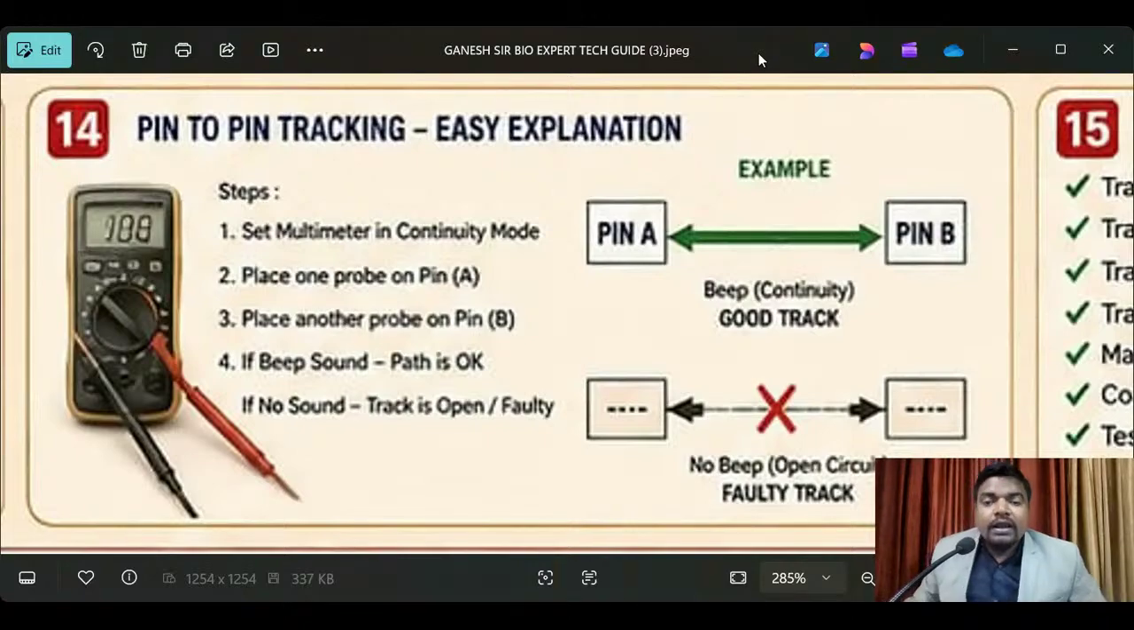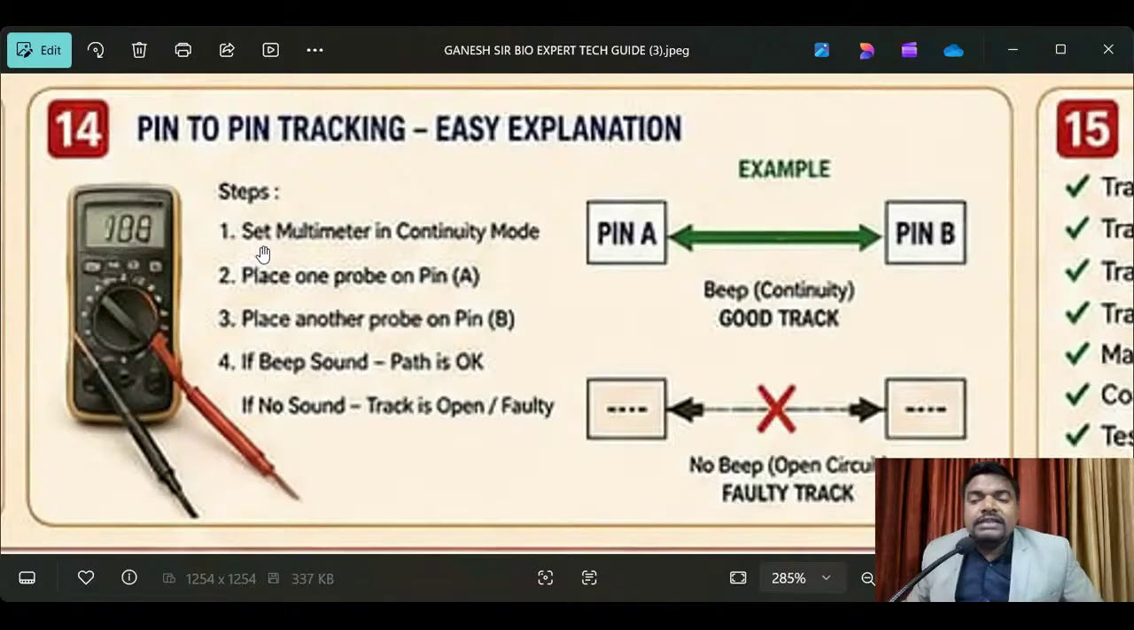Now see here, if there is no beep, it means open circuit, something is a problem, the tracking has an issue. Then you have to find out and resolve the issues. As biomedical engineers, those are the instructions I'm sharing here. I hope you got it very clear right now. Yes, now come here, let me explain. See here, on the picture basis.